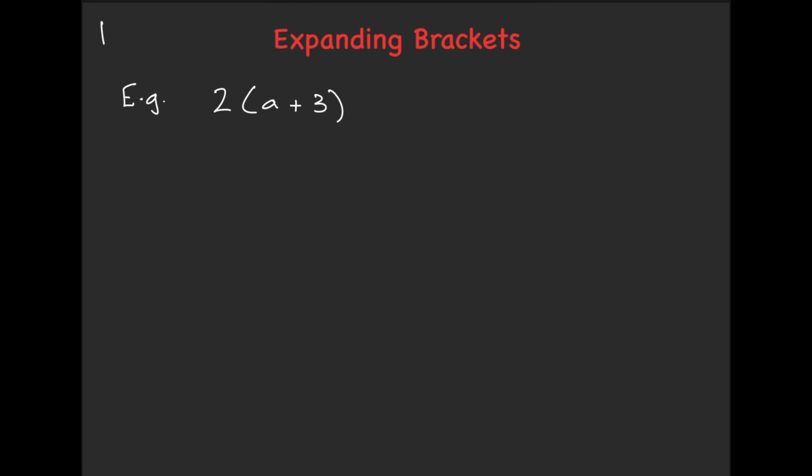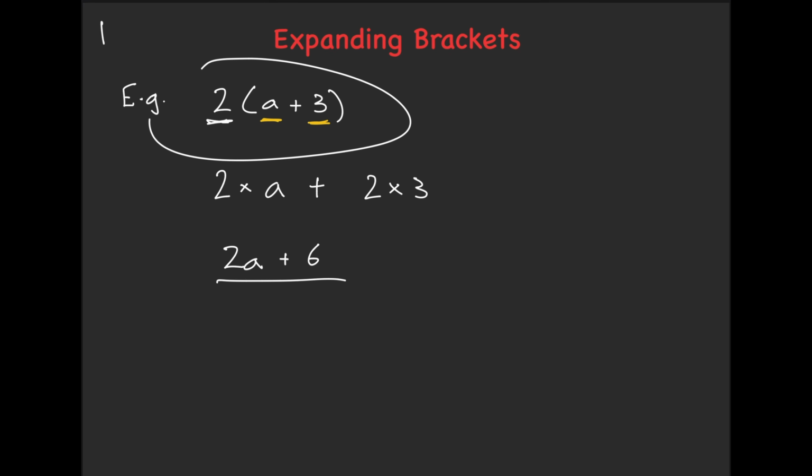Let's expand this expression. The way we do this is by multiplying the term on the outside of the brackets by each individual term on the inside of the brackets. So this becomes 2 times a plus 2 times 3. And so we have 2a plus 6. And that is the expanded form of these brackets.